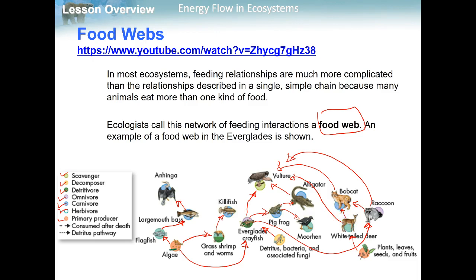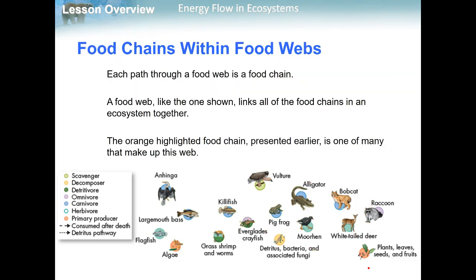In that case, the alligator is going to eat the bobcat. The alligator is going to eat the deer. The alligator is going to eat the raccoon. The alligator can eat this bird. All right, so it gets to be really, really complex. And as these die, we're going to have our decomposers and our detrivores breaking down the materials and putting them back up into the plants again. So this represents a food web.